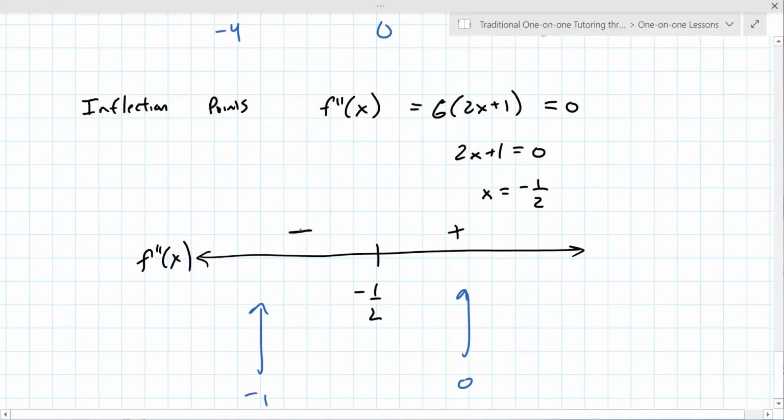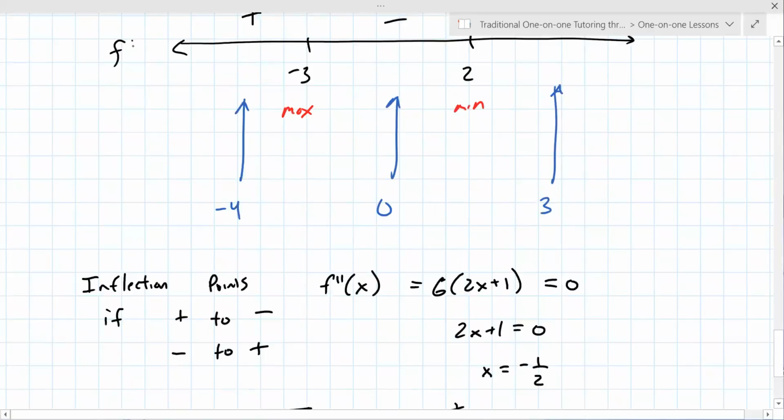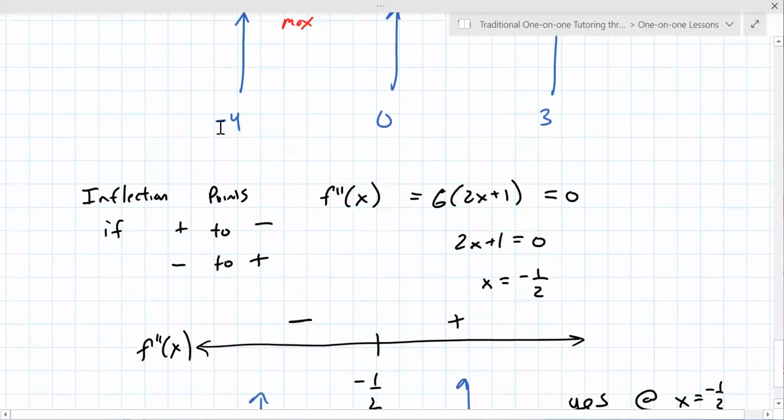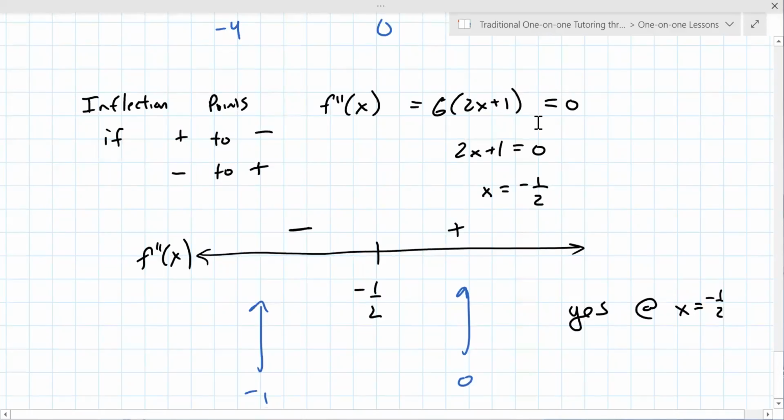This is negative. So it's an inflection point if plus to minus, minus to plus. If it's plus to plus, minus to minus, it is not an inflection point. This one should be an inflection point. It is, yes, at x equals minus 1/2. Are there any more inflection points? No, they only occur where the second derivative is equal to 0. That's where they possibly occur. There's only one place where it possibly equals 0, here at minus 1/2.